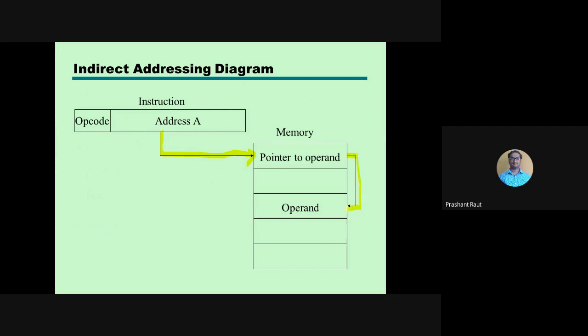So this is indirect addressing. In case of direct addressing, at location A itself, you will get the operand. In case of indirect addressing, at location A, you will get the pointer to the operand, and following this pointer, you will get the actual value. This is indirect addressing mode.